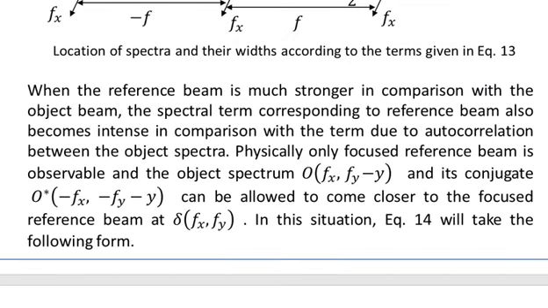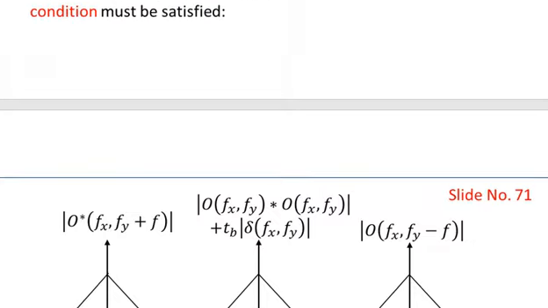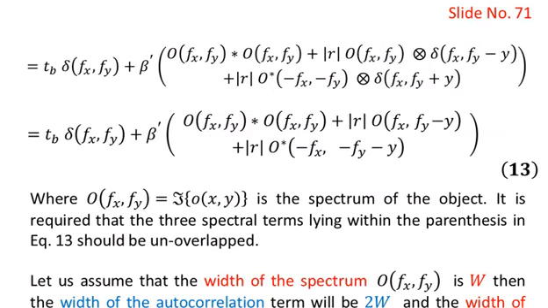When the reference beam is much stronger in comparison. So let me show one more thing over here. You see that R mod is present with the term capital O, and R mod is also present with the term O star. So if you make R much stronger, what will happen? The O will be stronger, because you can consider that the amplitude of O is R mod, and the amplitude of O star is also R mod. So if you make the reference beam stronger, it means that O and O star will be stronger.